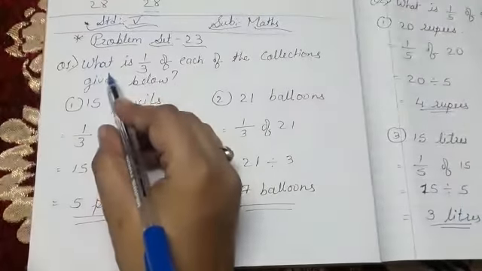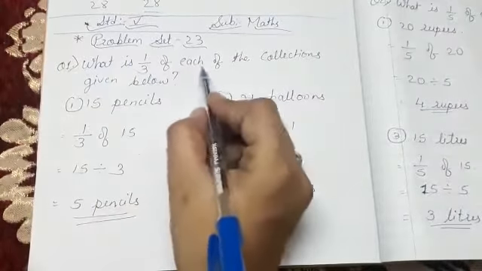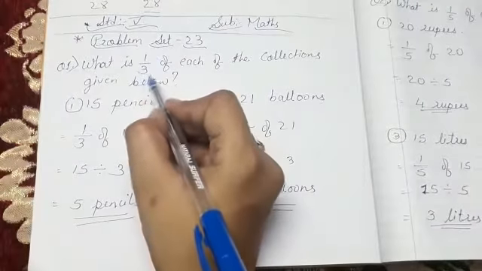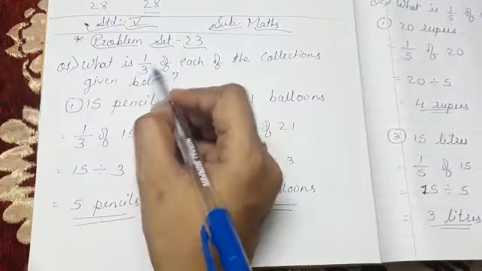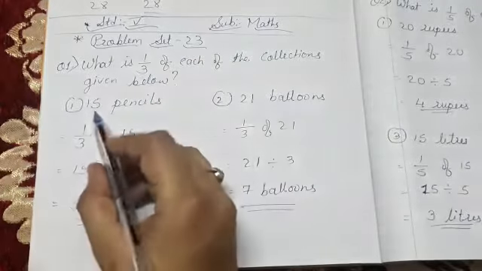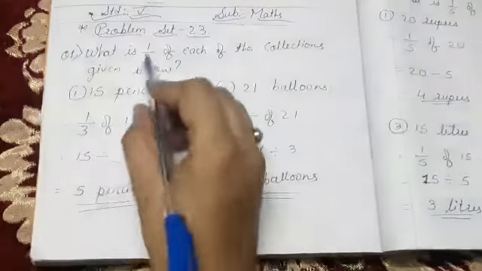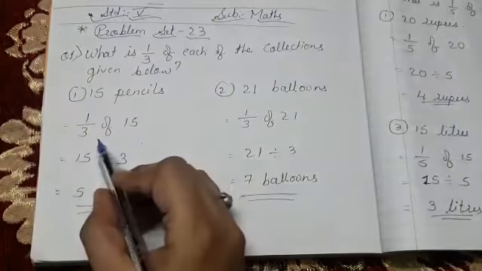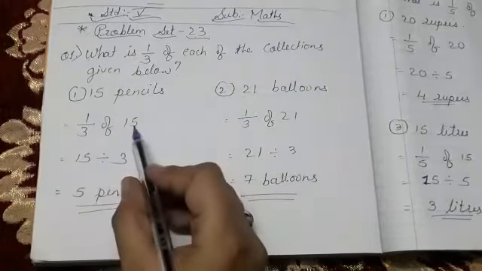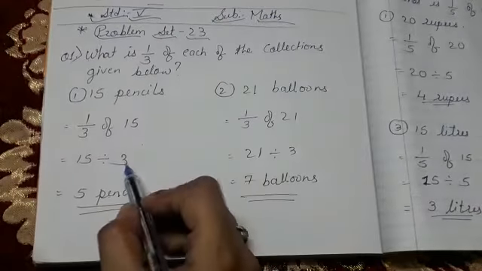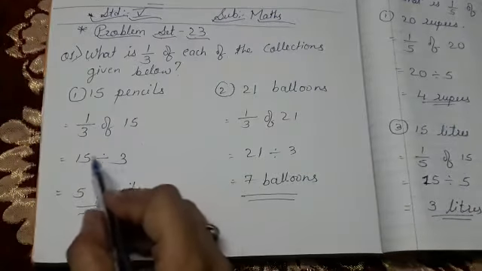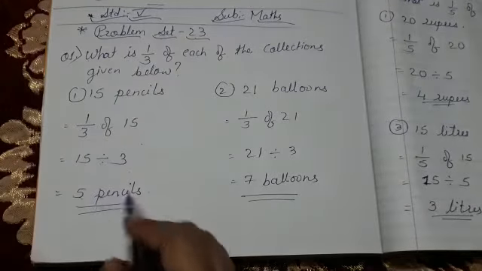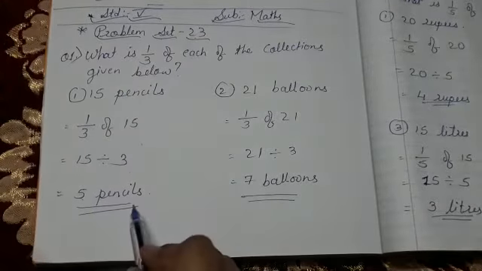Question number 1. What is one third of each of the collections given below? That means the one third part is given to you and you have to find it. 15 pencils. So this 1 upon 3 of 15 I have written here. Now what I have done here is 15 divided by 3. So in the 3 table, 15 comes at how much? 3 5s are 15. So like this I have written 5 pencils here.